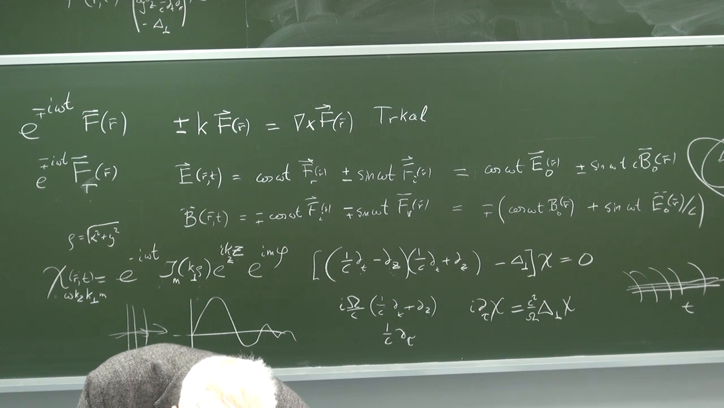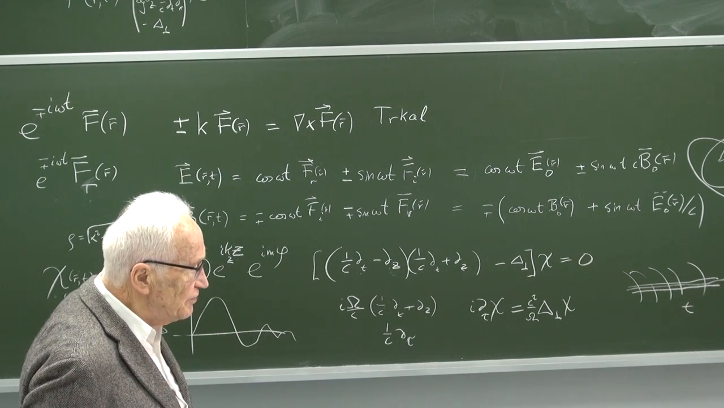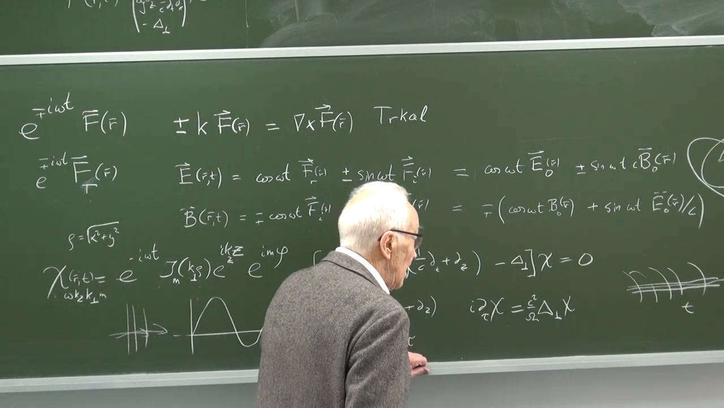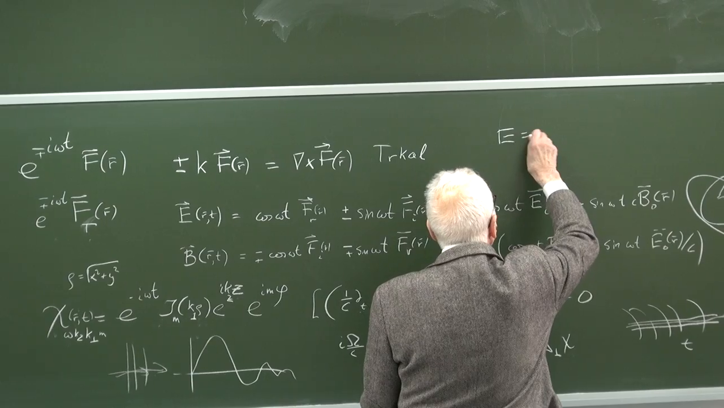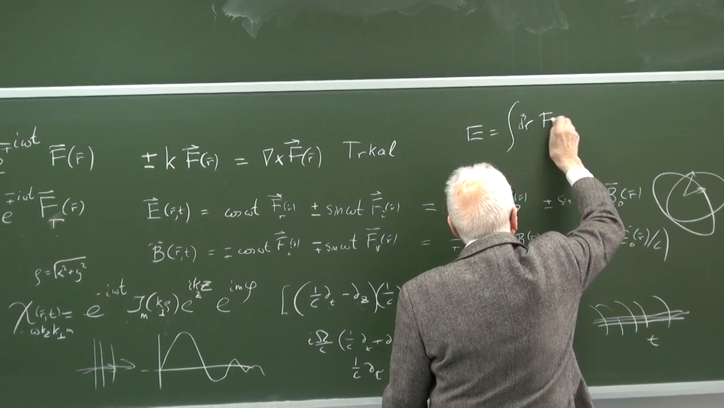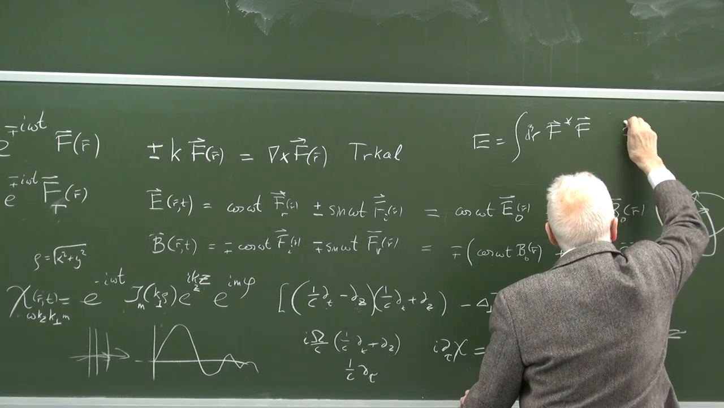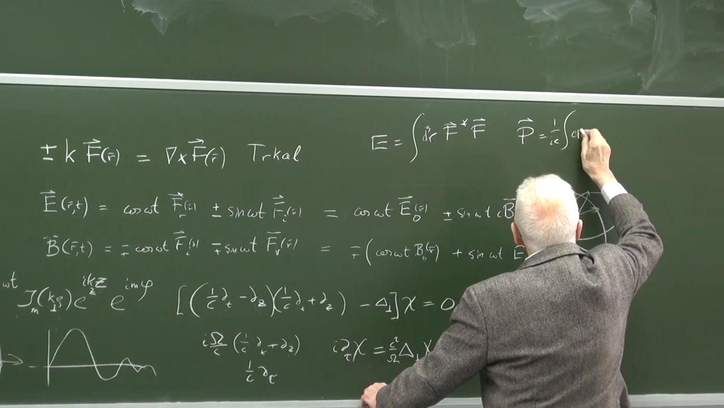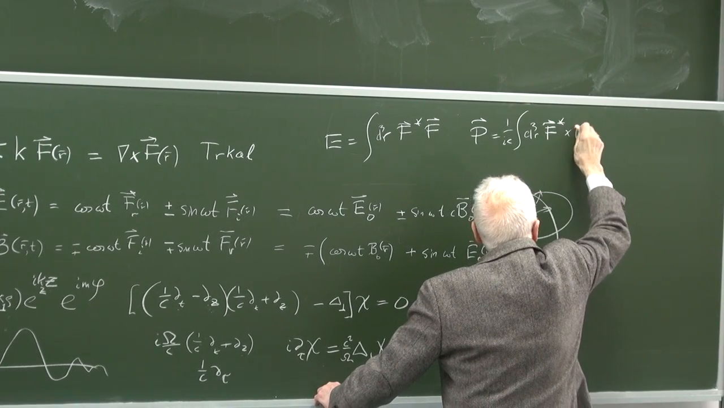Perhaps two things. First of all, a general remark, proving again the convenience of using the Riemann-Silberstein vector, which I have already mentioned before, but now I'll come back to this. The energy of the beam is given by the integral of F star F, and the momentum of the beam is given by the integral of F star cross F.